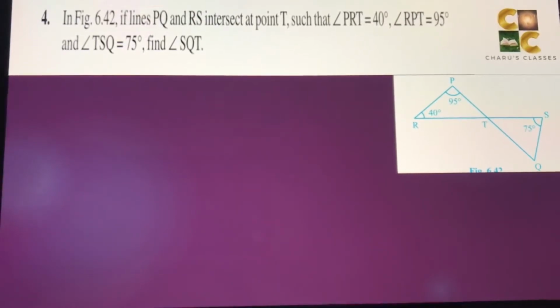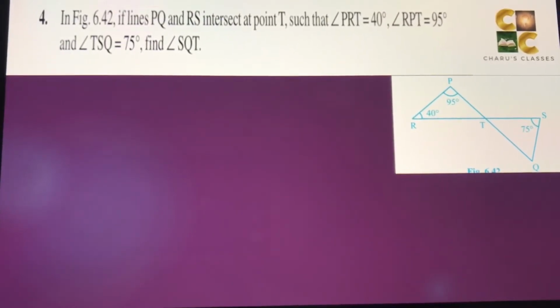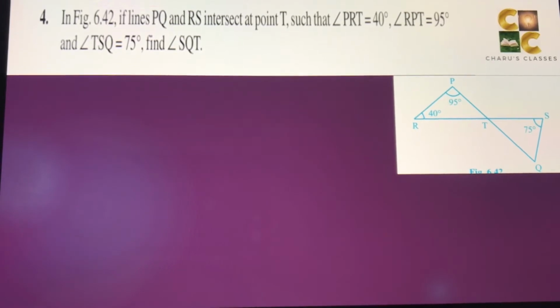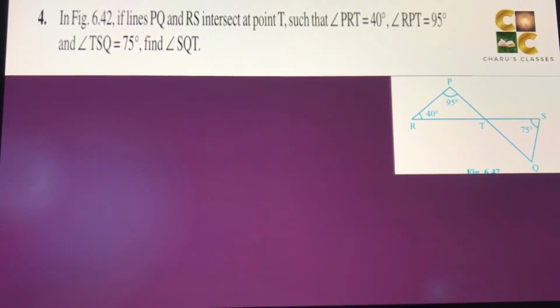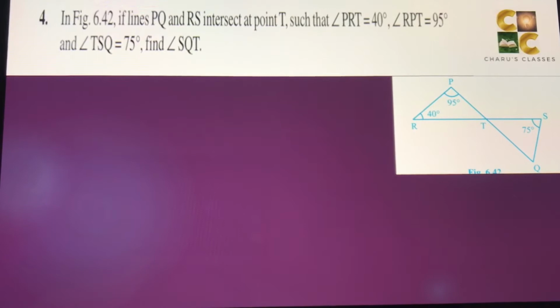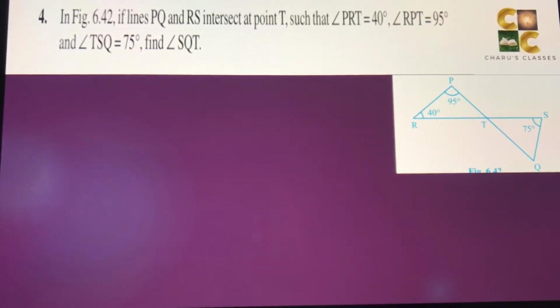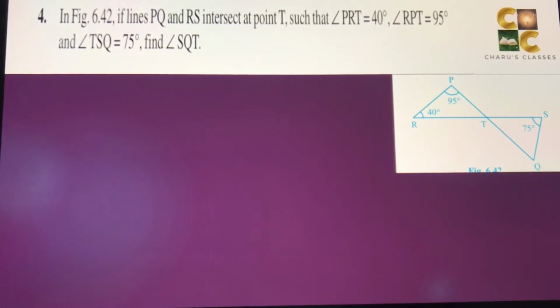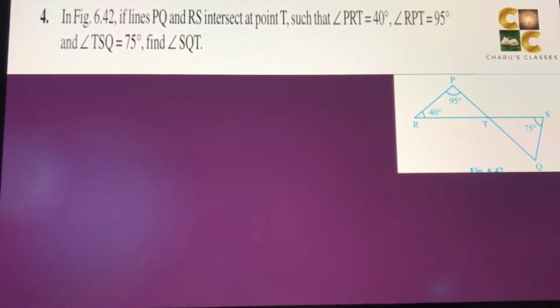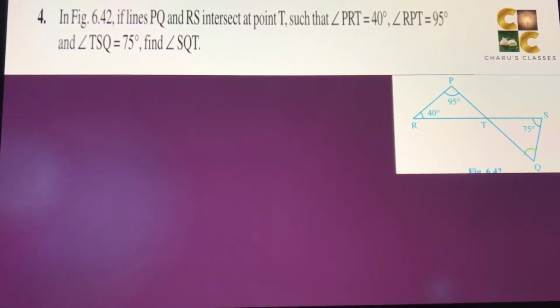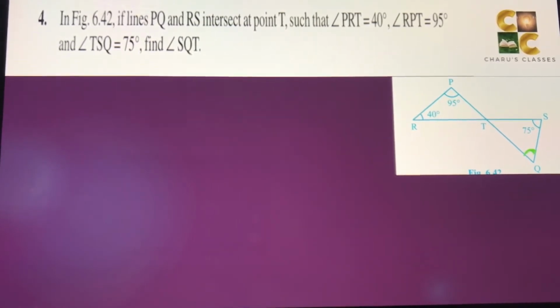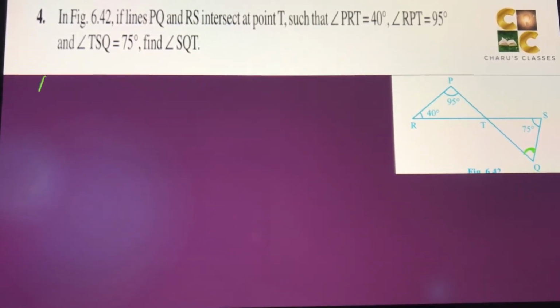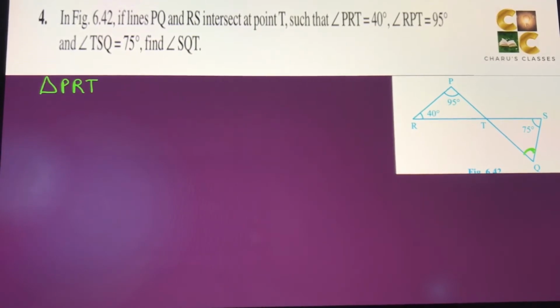Question number 4. In figure 6.42, if lines PQ and RS intersect at point T such that angle PRT is 40 degrees and angle RPT is 95 degrees, angle TSQ is 75 degrees, find angle SQT. Angle SQT means this is the angle which we need to find out. So first we'll talk of triangle PRT.